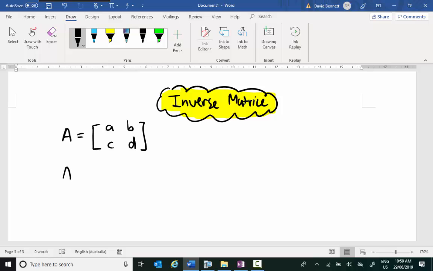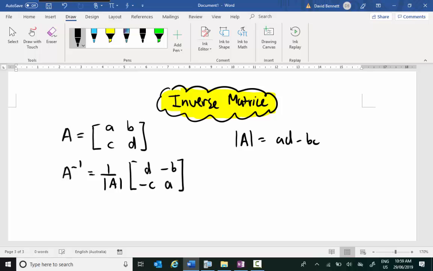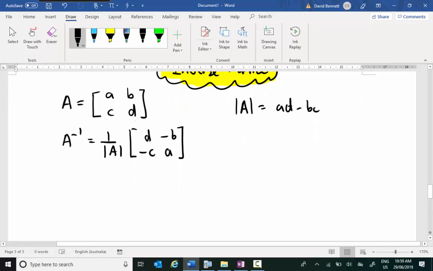Our inverse matrix for that is equal to 1 over the determinant of A, times the matrix where we swap the diagonals over, A and D, and then change the sign of these two values here. It's probably something you can put on a formula sheet and just remember. Remember the determinant of A is equal to AD take BC, so it's just the diagonals taken from each other. Let's do an example, and then I'll show you why this is useful.